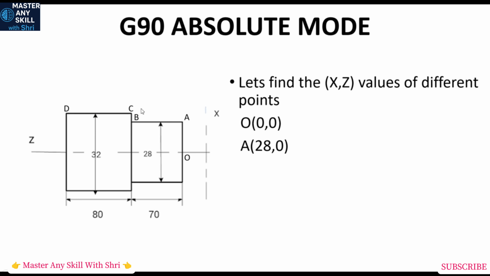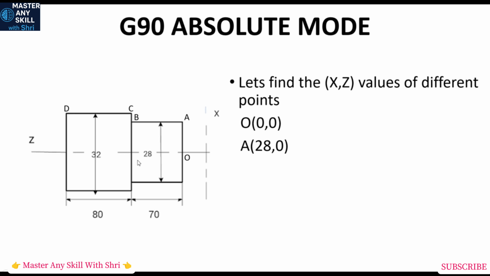Now we will see B. We will calculate coordinates at B from O as it's absolute mode. So what X distance has B moved from O? As we know, X is diameter.